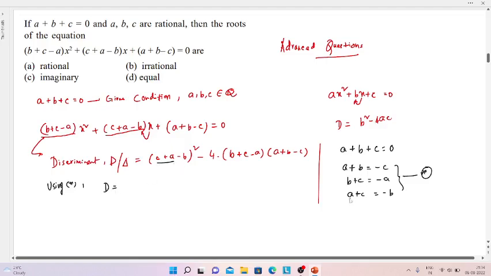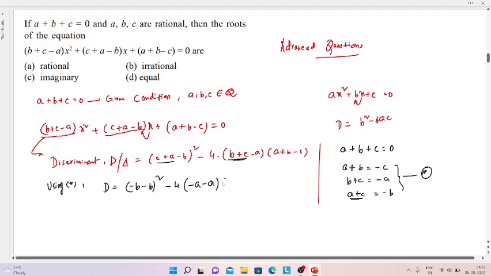Here you can see a plus c is nothing but c plus a, because a, b are real numbers, so the commutativity property will be applied here. So a plus c is nothing but c plus a, so we can write down in the place of c plus a as minus b. And this is minus b, so this whole part squared, minus 4 times here. Can you tell me what is the value of b plus c, which is minus a? So I can write down minus a here, and minus a also exists here.